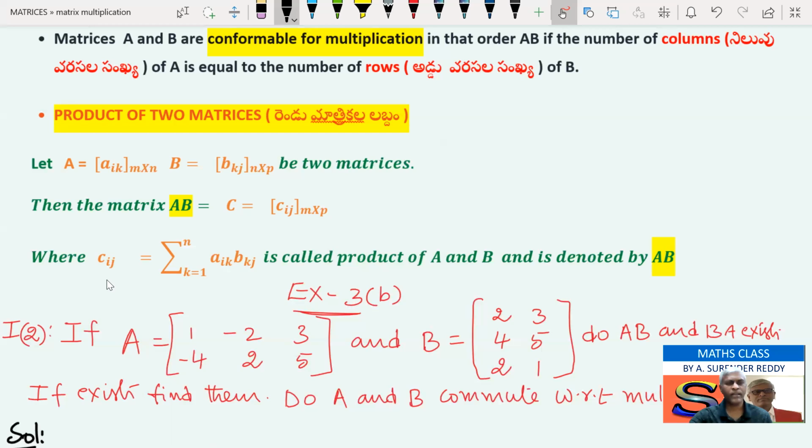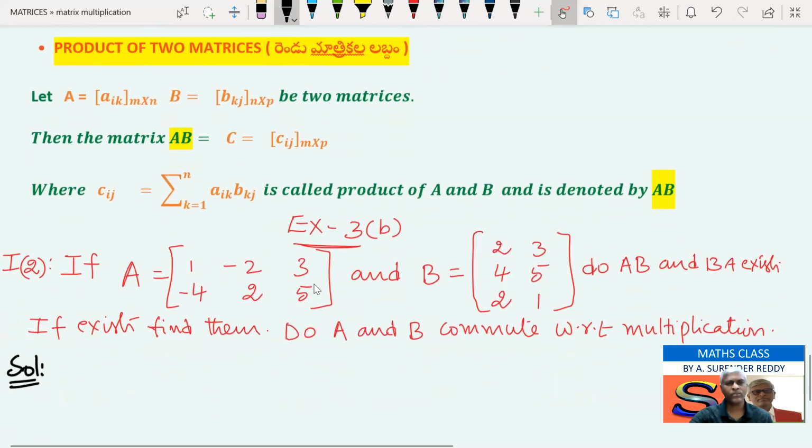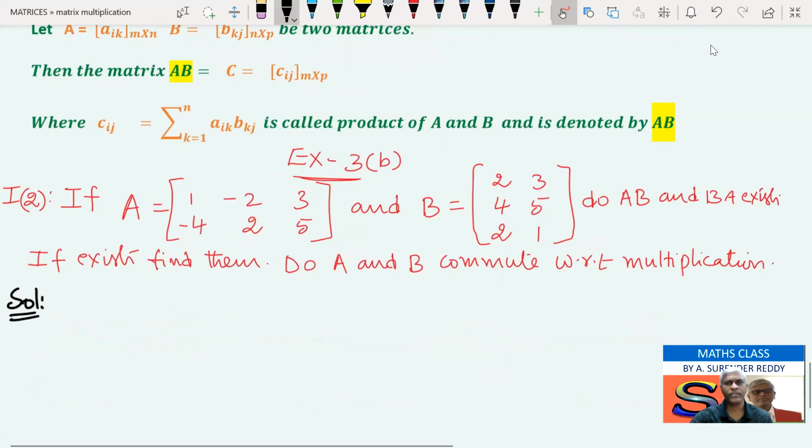And what is C here? C is the summation of aik bkj. So we did some problems in the last class. Now in continuation, let us practice some more problems.